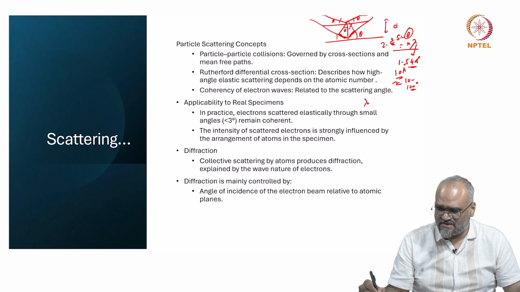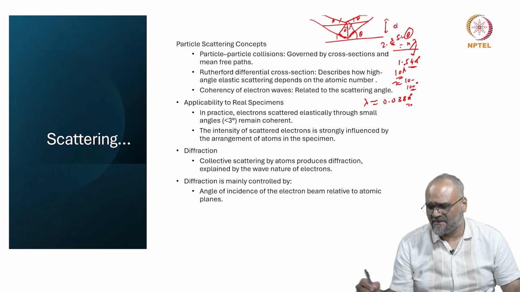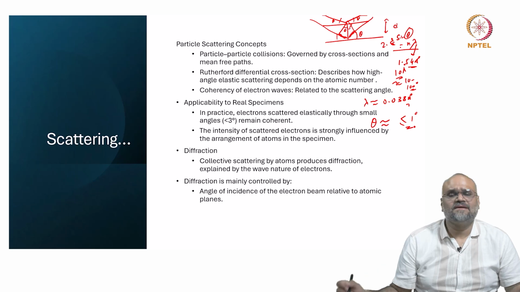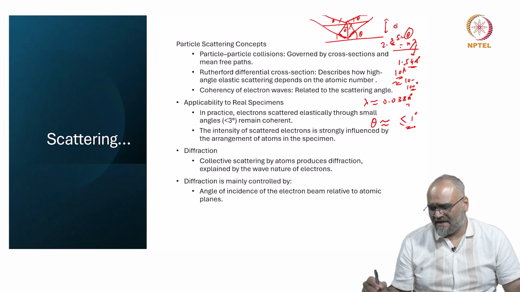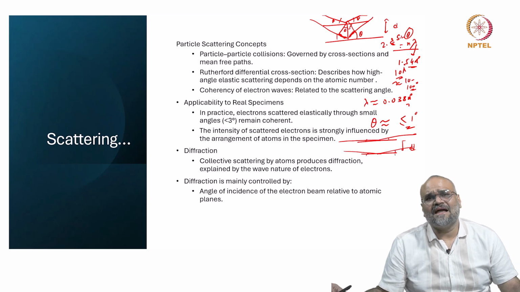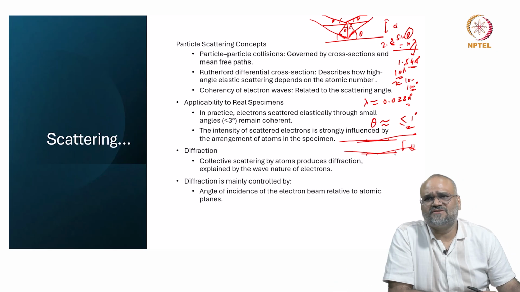But when this lambda goes to the order of 0.038 angstroms for a 100 kV electron beam, theta also becomes extremely small, typically less than or equal to 1 degree. So, in practice, you should treat electron diffraction as a case where, when I have planes separated by a distance d, the electron beam incident at a very small angle is also scattered at a very small angle, and therefore the elastic scattering angles are extremely small, as described a short while ago.